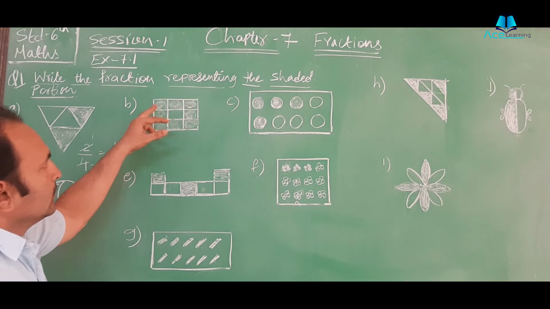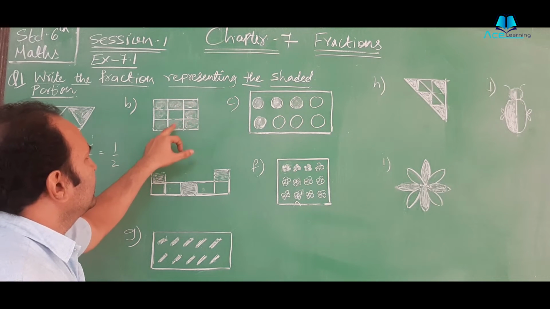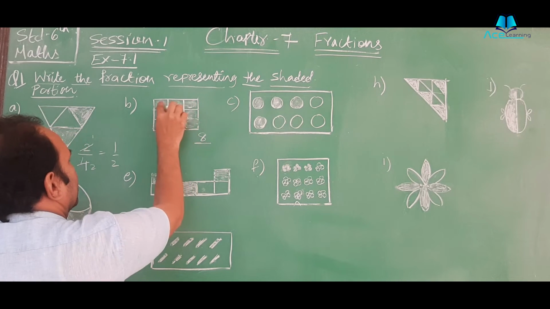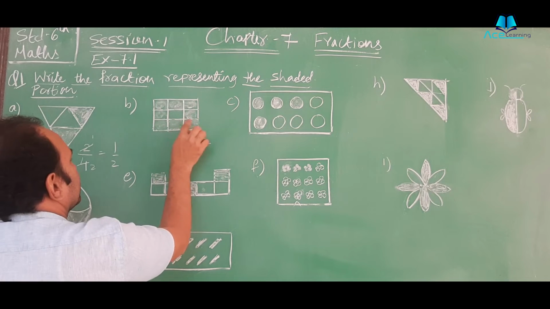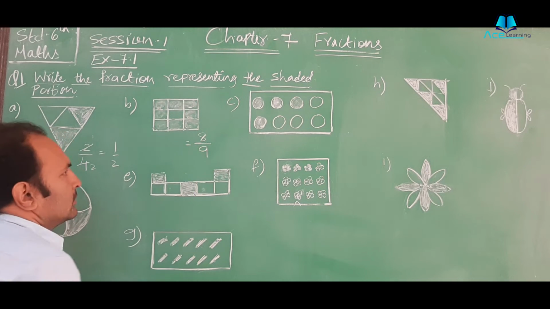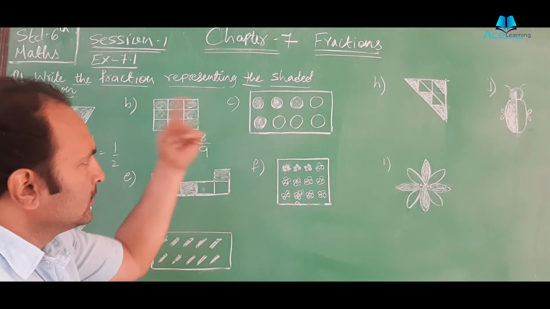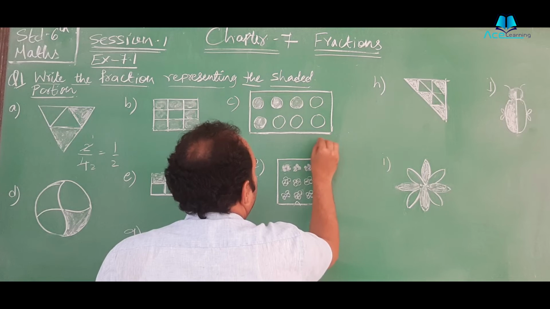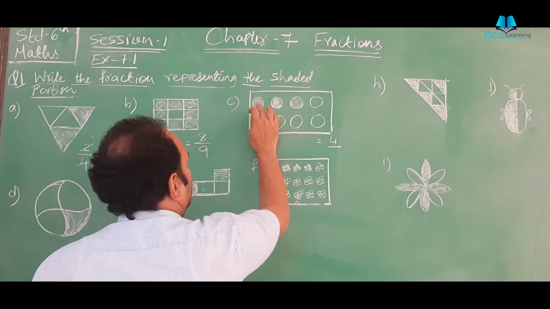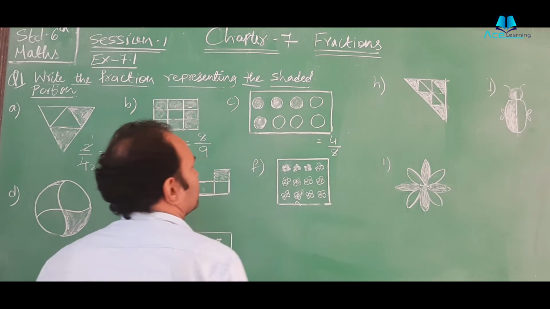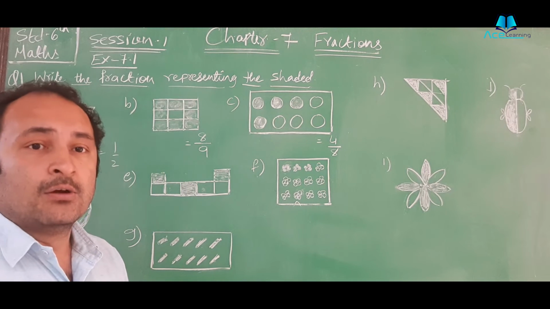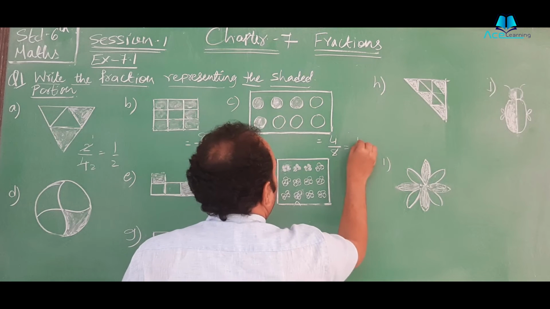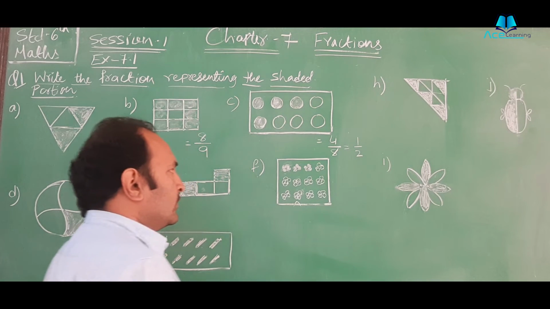Next, 1, 2, 3, 4, 5, 6, 7, 8 shaded parts हैं. Total कितने? 1, 2, 3, 4, 5, 6, 7, 8, 9. So 8/9. Next, you can see 1, 2, 3, 4. 4 is the shaded part. Total कितने हैं? 8. So 4/8. Same way 4/8 can also be written as 1/2 because cancellation possible है. 4 1s are 4, 4 2s are 8. So it can be written also as 1/2.